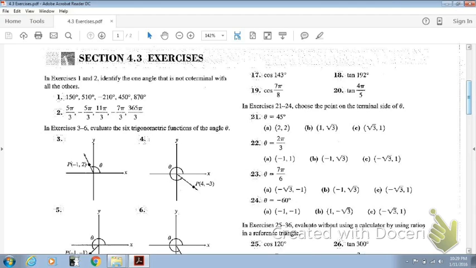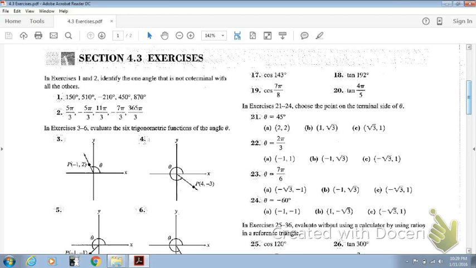So for 1 and 2, it says identify the one angle that is not coterminal with all the others. So to be coterminal, it has to be plus or minus 360 degrees of one of the angles. So it's just saying which one's not. If I'm talking about radians, it has to be plus or minus 2 pi.